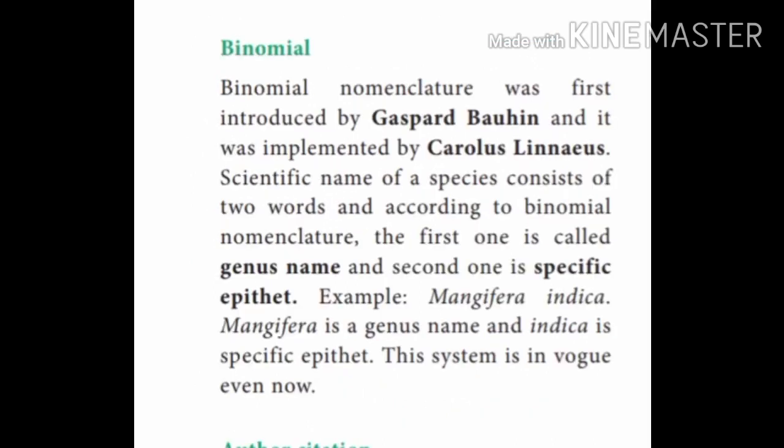Let's take a clear look at binomial nomenclature, which was introduced by Caspar Bauhin and implemented by Carolus Linnaeus. There are two different things, introduction and implementation. Make note of it. Scientific naming of the plant is by two words. The first word is called the genus name and the second word is called the species name. Mangifera indica: Mangifera is the genus and indica is the species name.